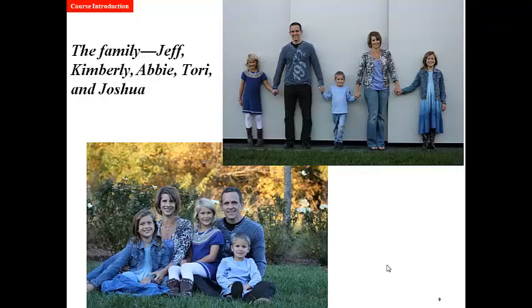Let me explain who my family is. Looking at the top picture, from left to right is my daughter Tori, who is 8 years old and in 2nd grade at Cary Christian School, and then I'm next in line there. Joshua is our 5-year-old, who's going to attend kindergarten next year at Cary Christian. Then my beautiful bride Kimberly, and Abby, my oldest, who's 10 and in 5th grade at Cary Christian School.